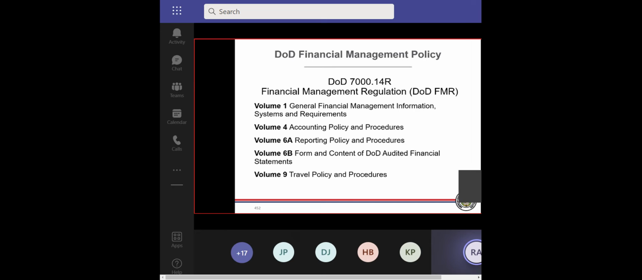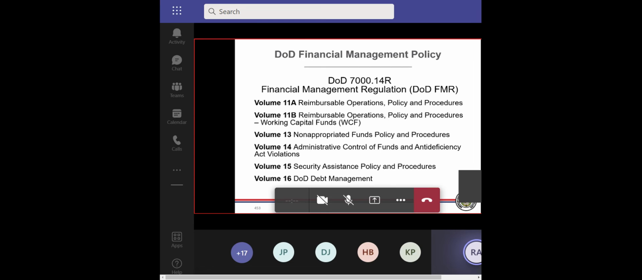6A, I mentioned this one to you earlier, reporting policy and procedures. 6B, form and content. Mentioned that to you before too, of the DoD financial statements. Volume 9, travel policy and procedures. I seem to remember that I had a question on Volume 9. Which of the following volumes provides the guidance and information on travel policy? Volume 9. Then there are a few more, 11A and 11B, that talk about reimbursable operations.